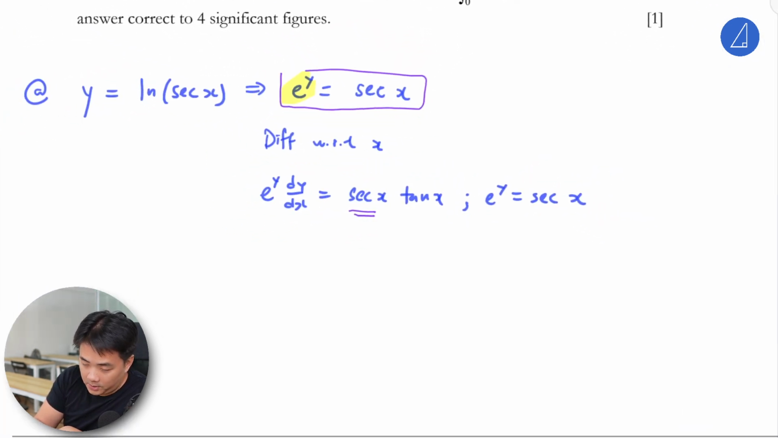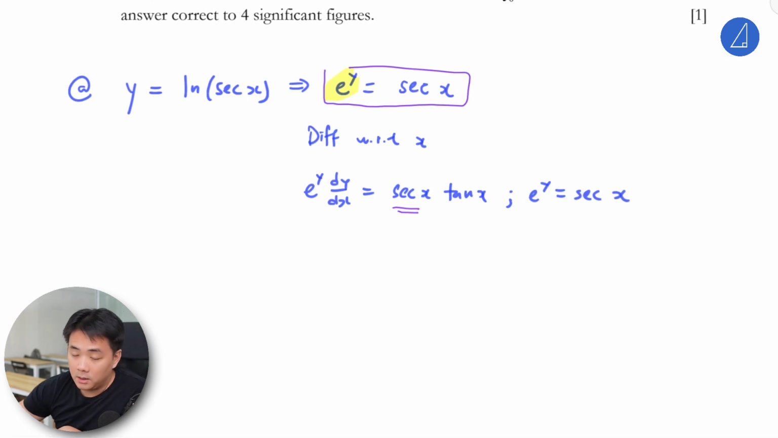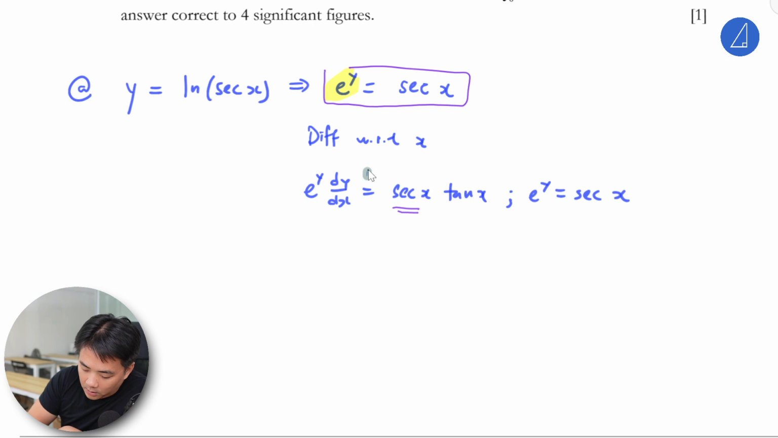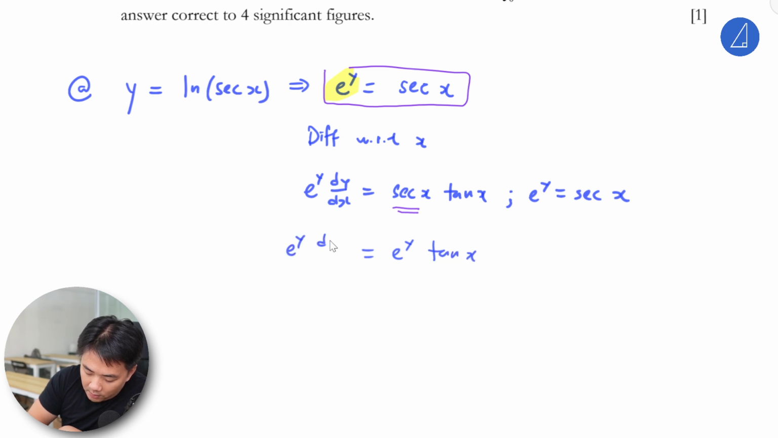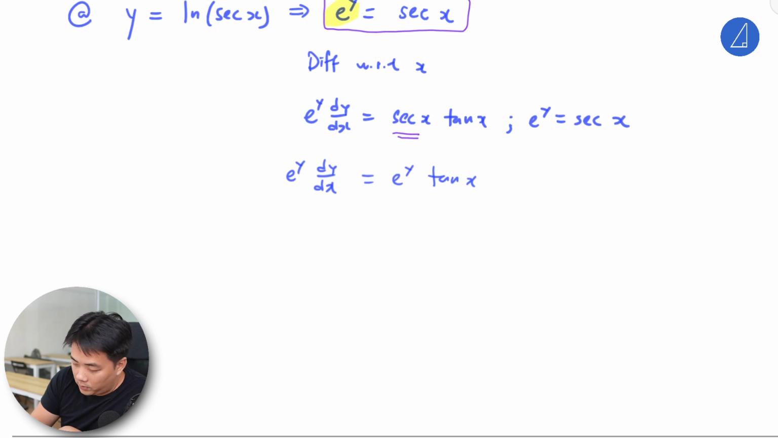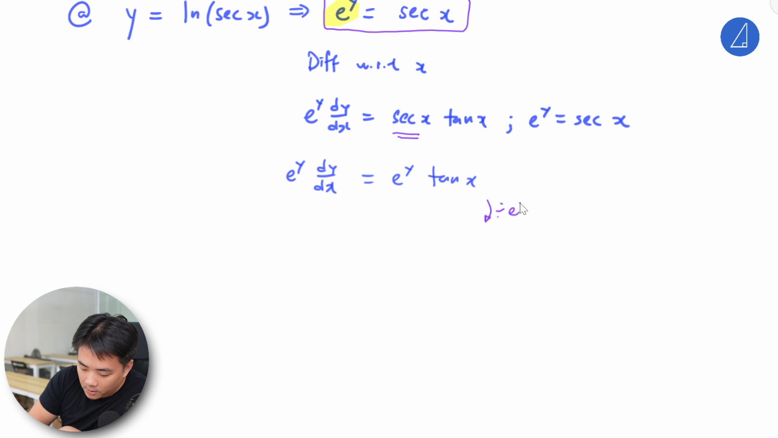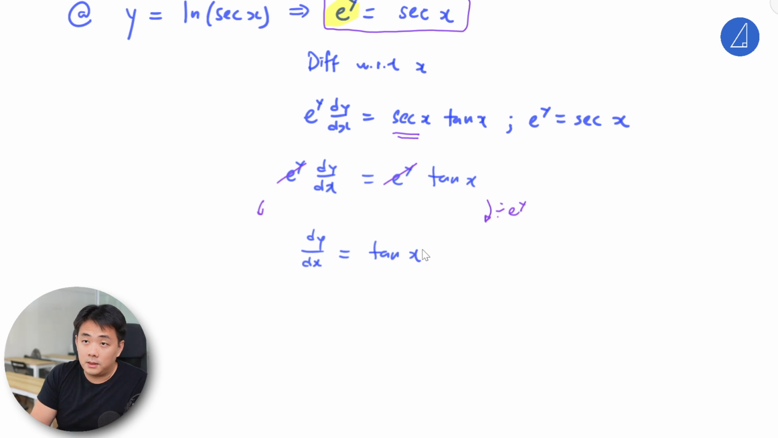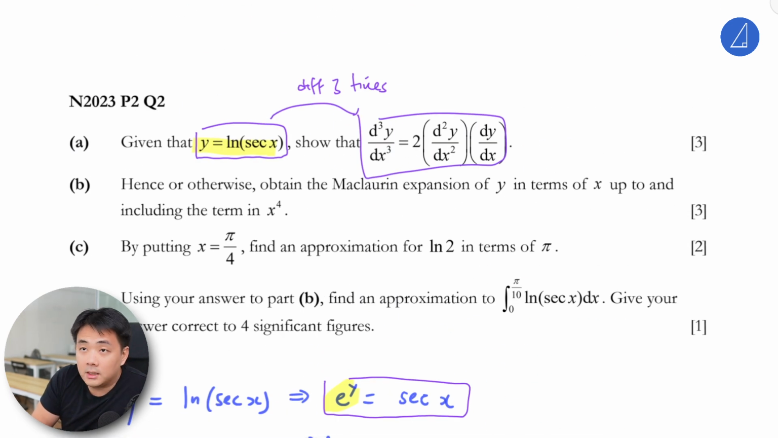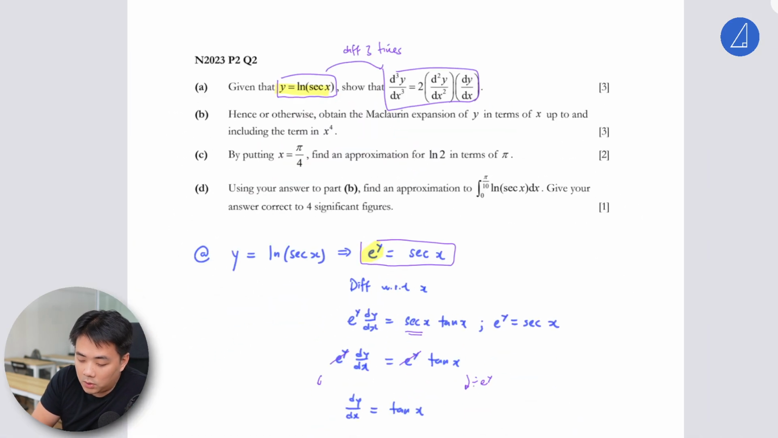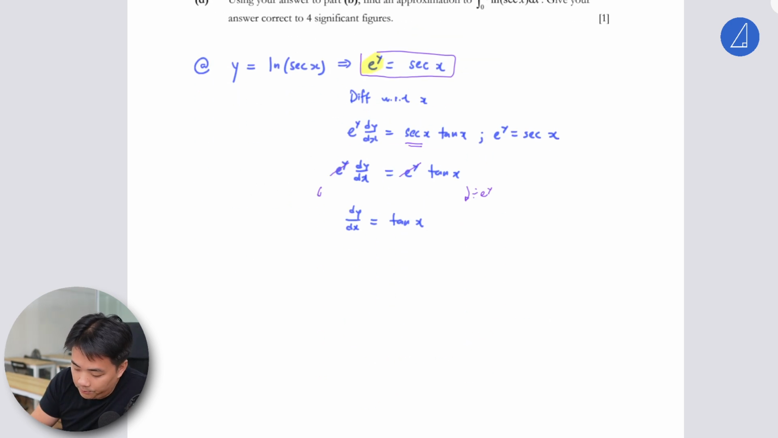So I'm going to replace this with e^y here, and this with e^y here. In this case, I'm going to get e^y tangent x equals e^y dy/dx. From here, we could just divide both sides by e^y, then you cancel this out. Then we'll get dy/dx equals tangent x. Okay, this is nice. Then remember, what we need is to differentiate this 3 times, and we only did differentiation once. So there are 2 more times in order for us to get this equation here.